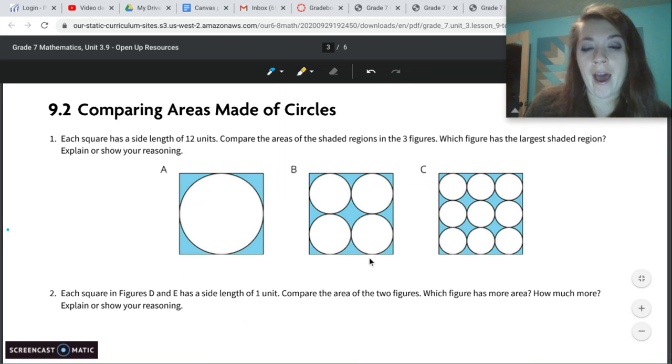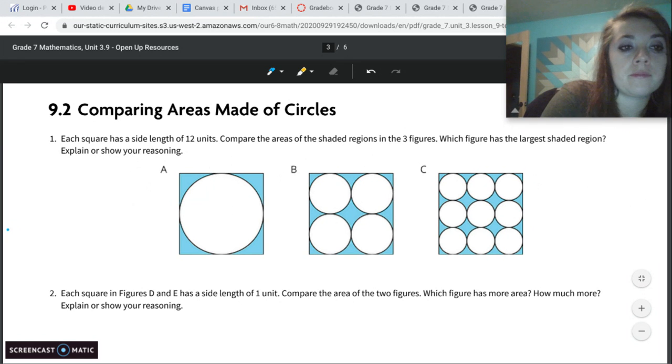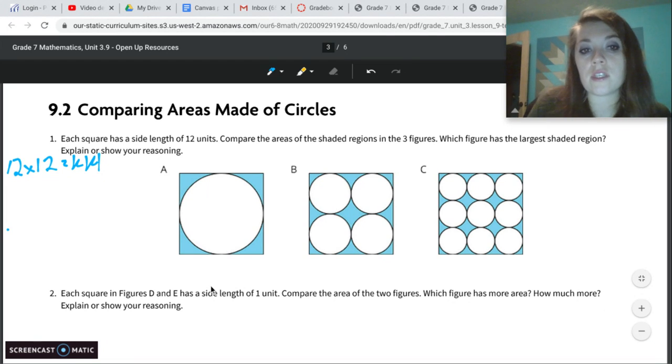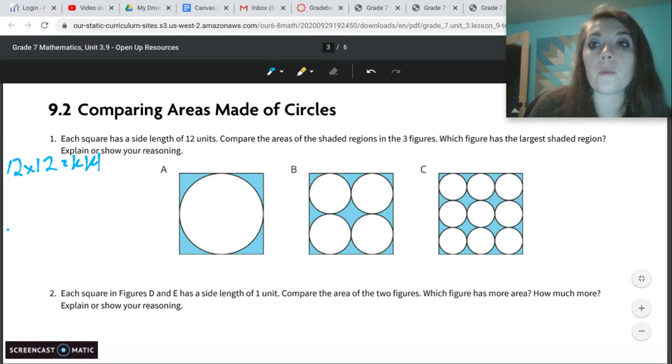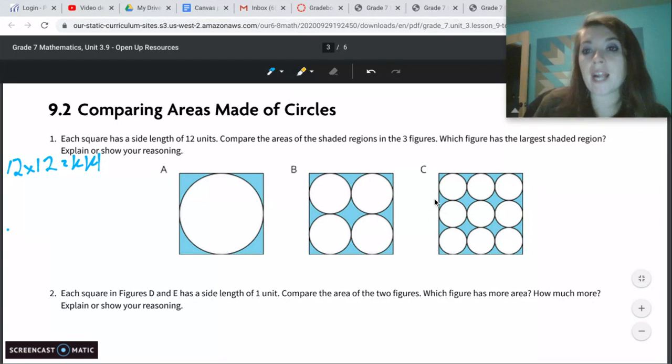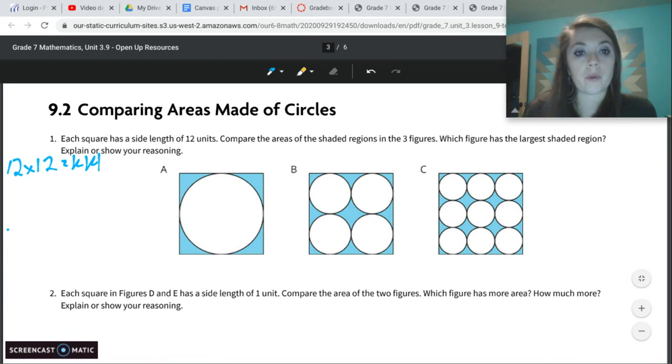The circles are being cut out of the square. Now, each of these squares has side lengths of 12. So that means their area is 12 times 12, which is 144. So all of these squares represent 144 units squared for their area. Now, what we have to figure out is the area of the circles to subtract out of that 144, okay?